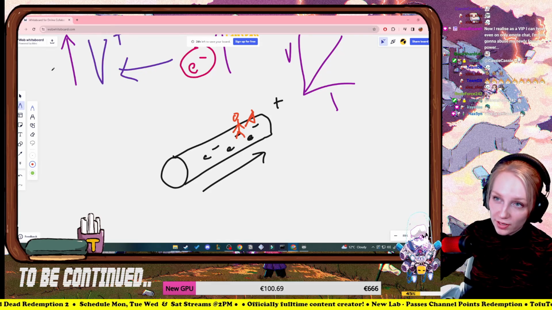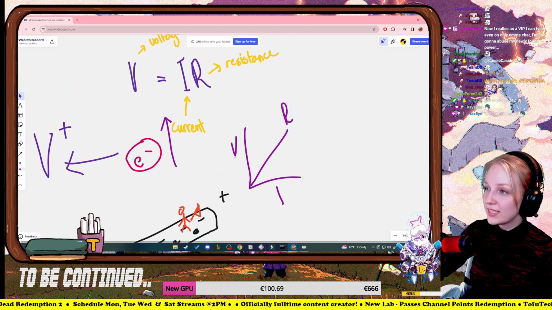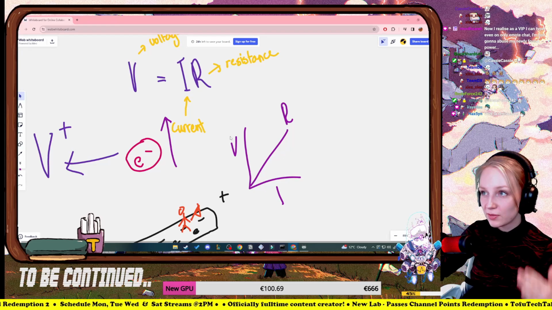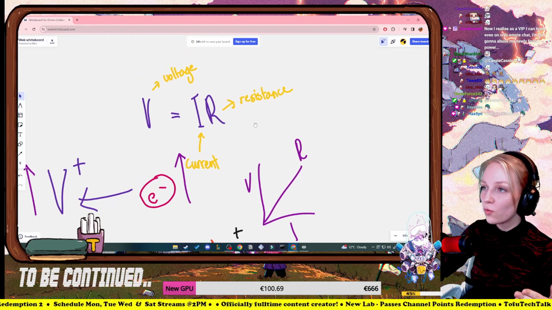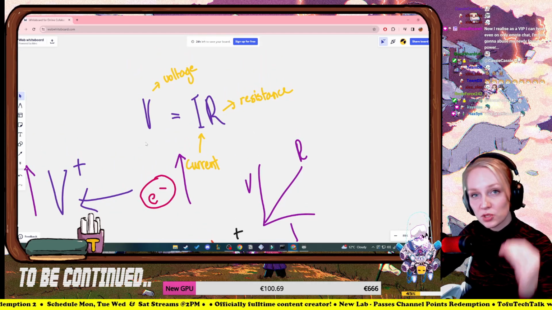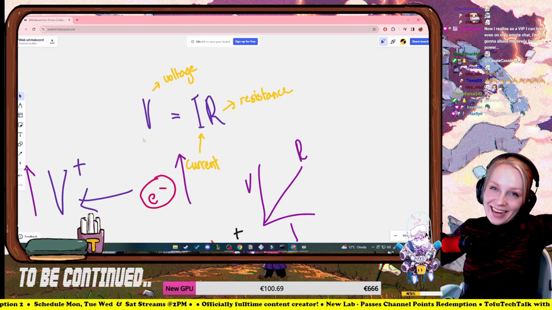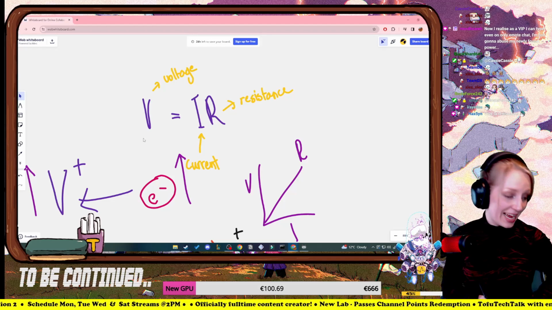That is the story of this graph, V, voltage against current, and the slope being the resistance. This is how this whole equation works from the perspective of one electron. Ta-da! That's my 5-minute lecture.